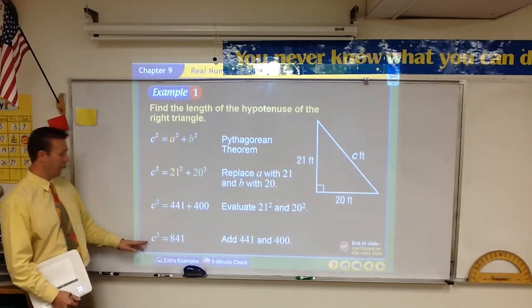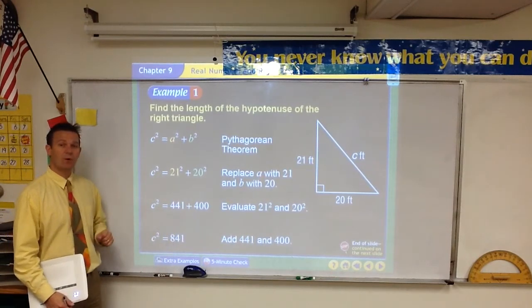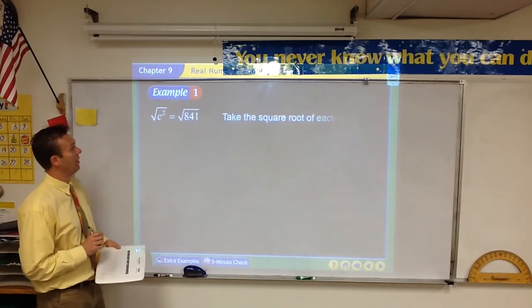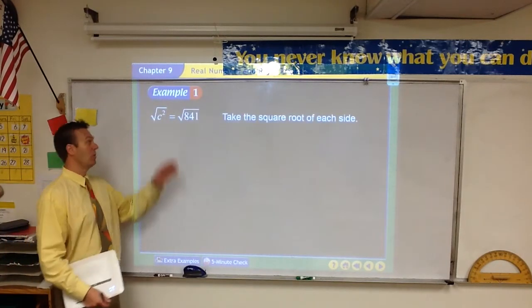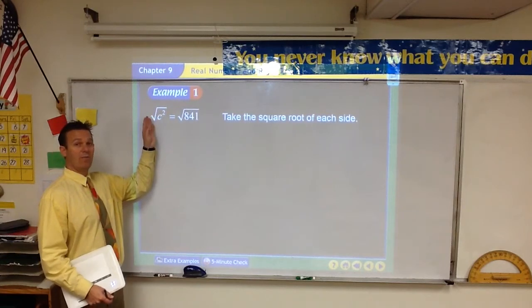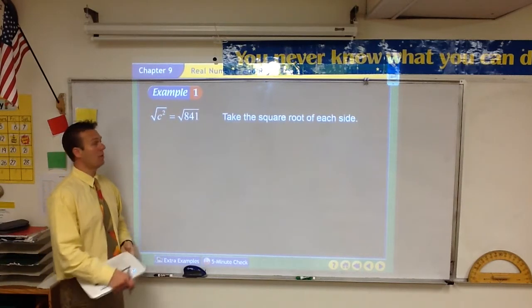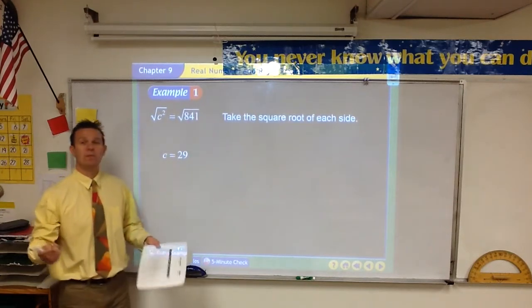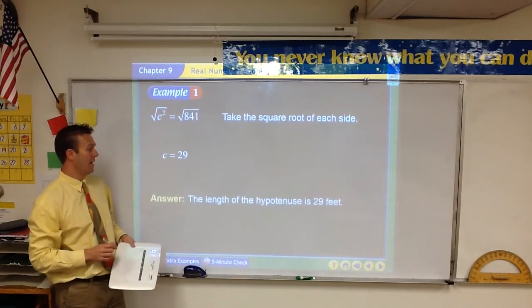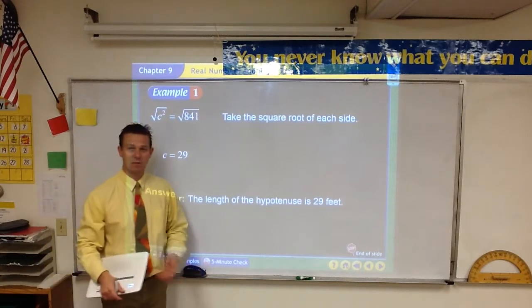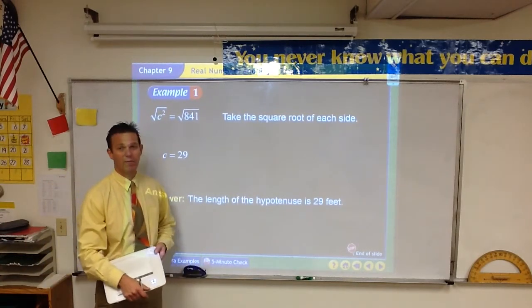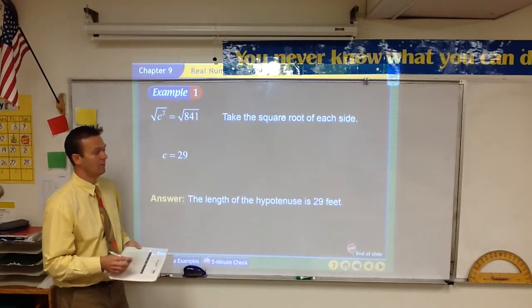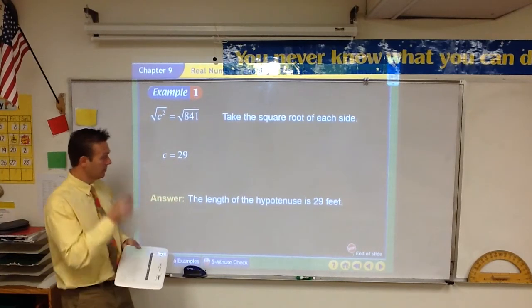Now, here we are again. We have c squared equals 841. We're going to have to square root both sides of that equation. And remember, whenever we square root a variable with a square, it always comes out as the variable. And then when you do the square root of 841, it equals 29. So you just found that the length of the hypotenuse, which is the C, is 29 feet. That's another name for C. It's called the hypotenuse, and that's part of Pythagoras's theorem.